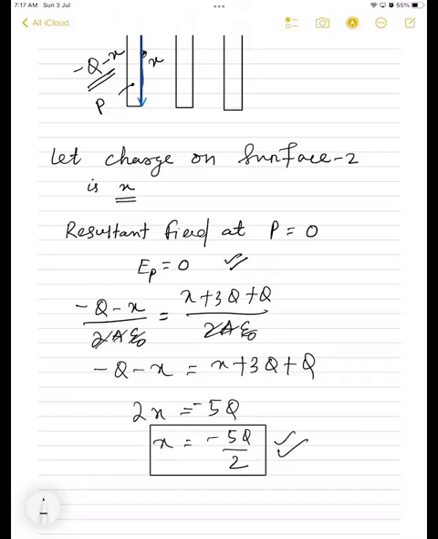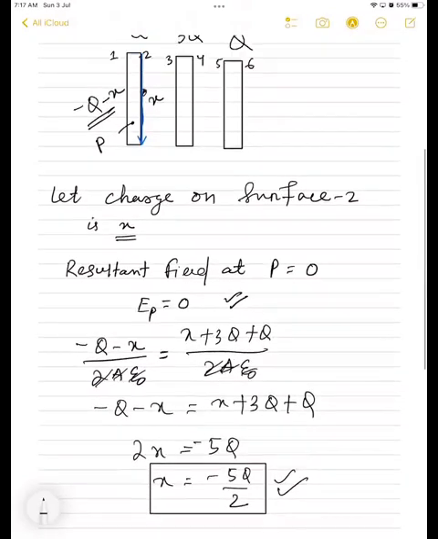Students, always remember that the charges on the facing surfaces of the plates are equal and opposite, equal in magnitude and opposite in sign. And this can also be proved by Gauss's theorem. So here you can see the final result, because you got the plates of xq, right?